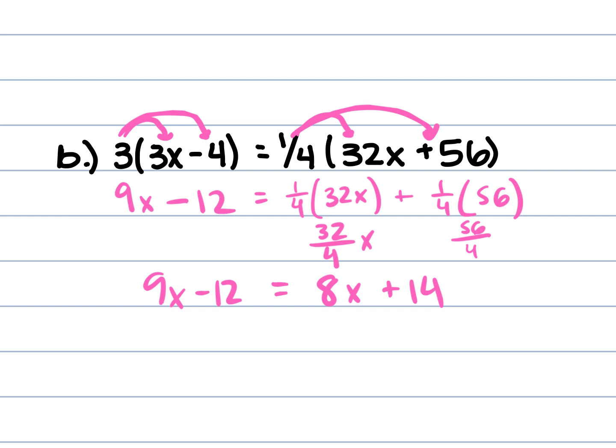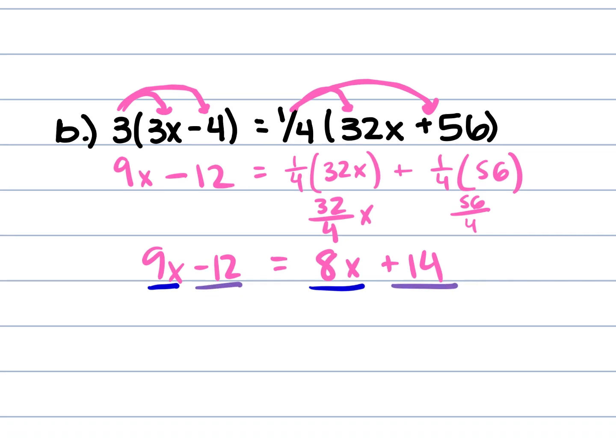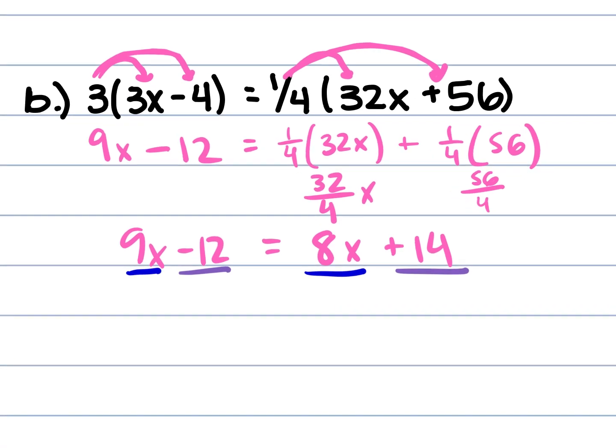So I want to get my variables on one side and my constants on the other. So I have 9x and 8x, so I want to get those two together. Negative 12 and 14, I want to get those two on the other side. So it doesn't matter which side you have your variable on and which side you have your constants on. I'm going to move 8x to the left. Since it's positive, I'm going to subtract 8x from both sides. So it'll cancel out on the right. 9x minus 8x would just be 1x, so just x.